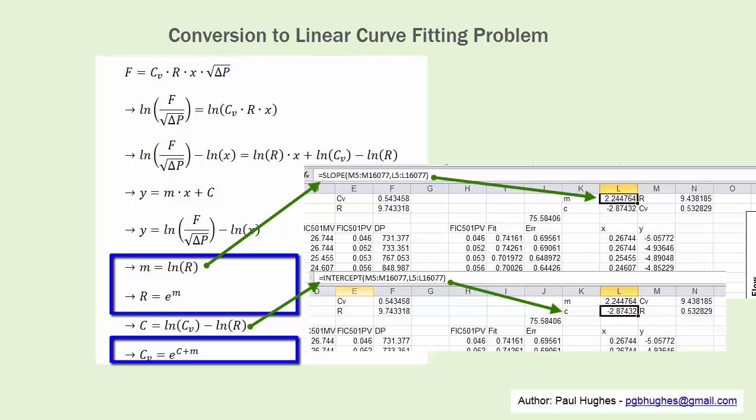For the original curve fitting using solver, CV was 0.543, and using the linear method 0.532, and R was 9.743 versus 9.438. So you can see it's a lot simpler.